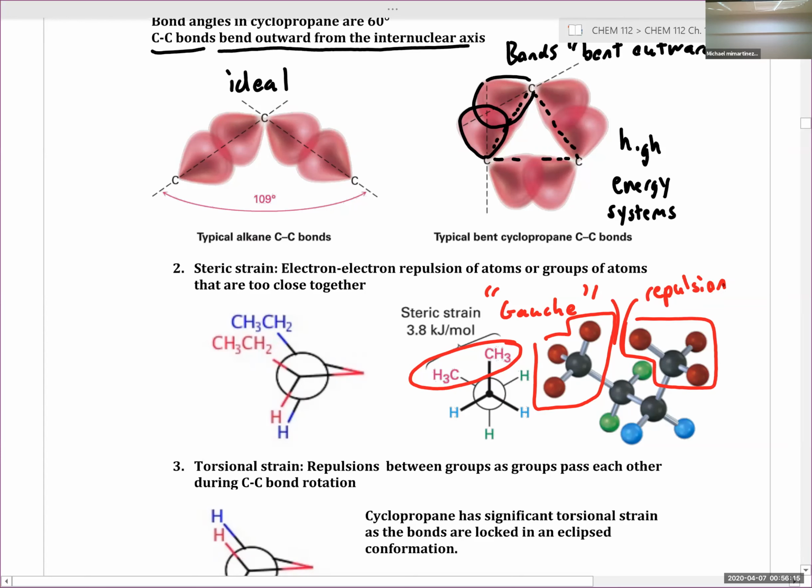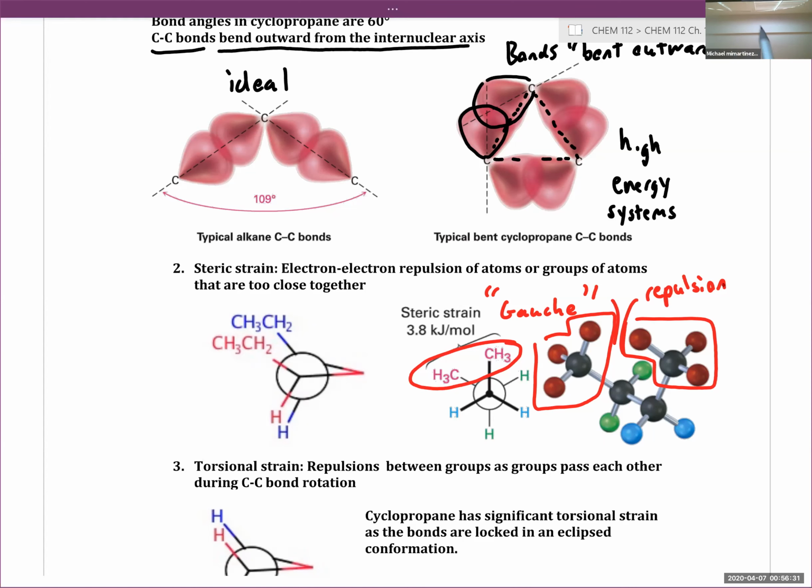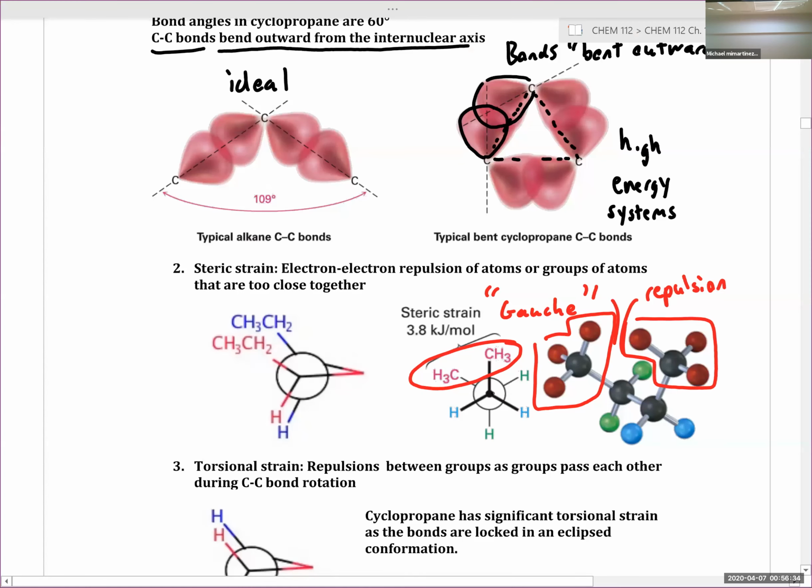Now, as we discussed previously, this gauche interaction costs us around 4 kilojoules per mole for each gauche interaction. So these are non-negligible. Now, by the same token that we can draw Newman projections for acyclic systems, we can also draw Newman projections for cyclic systems. So if we think about our cyclopropane, for a moment, let's suppose we're looking at diethyl cyclopropane.